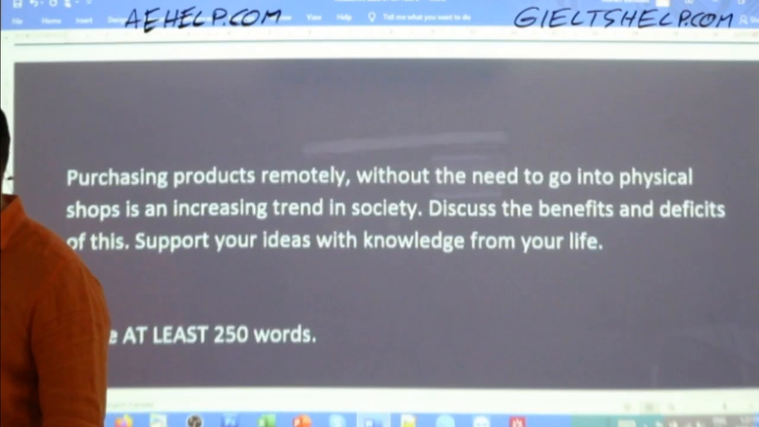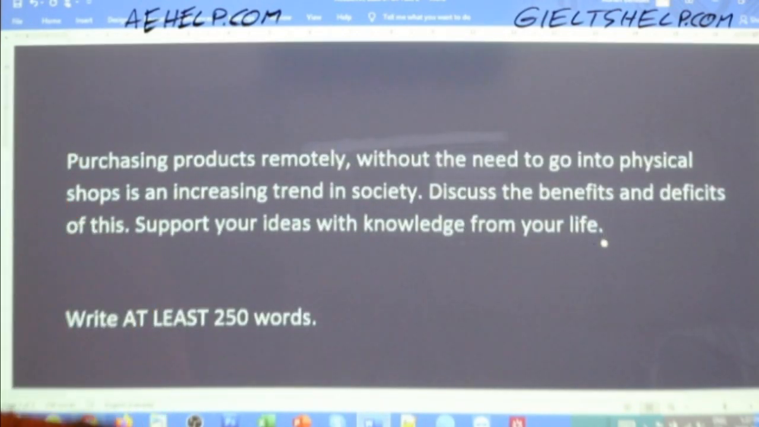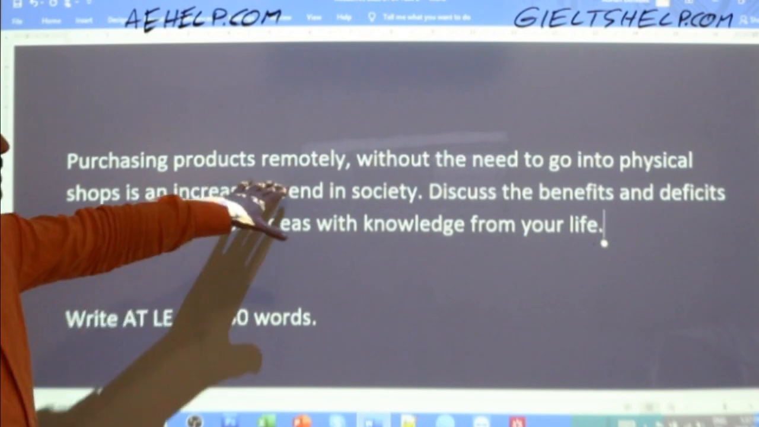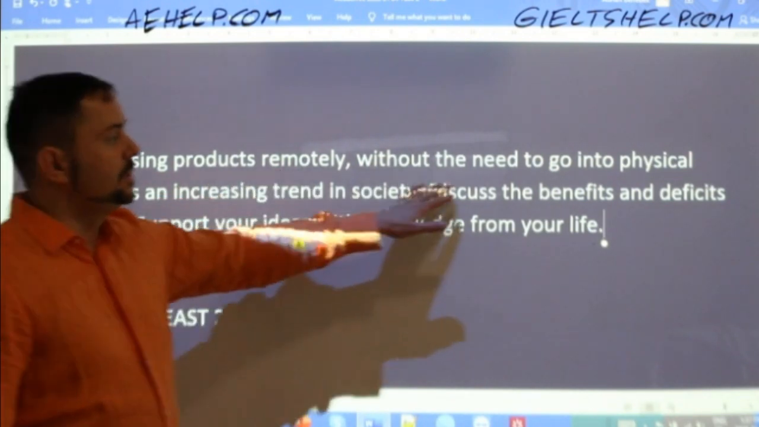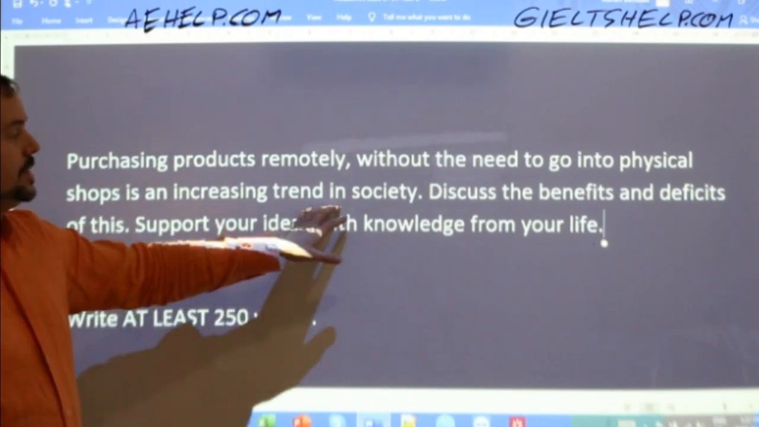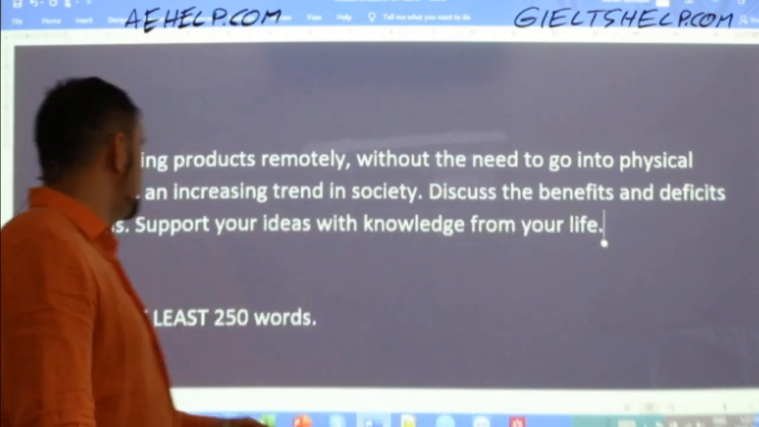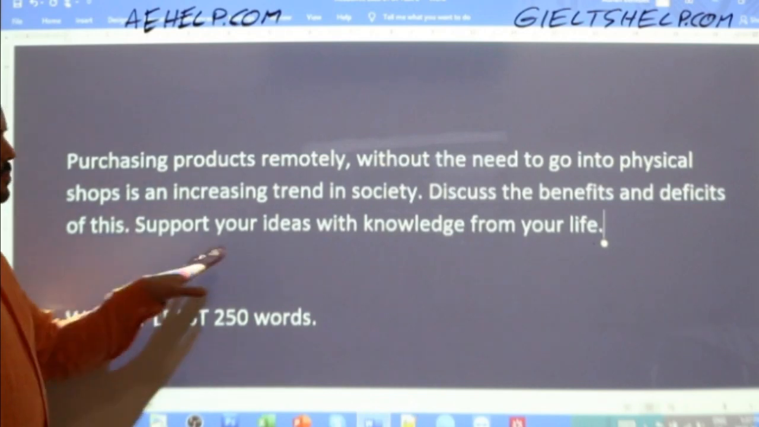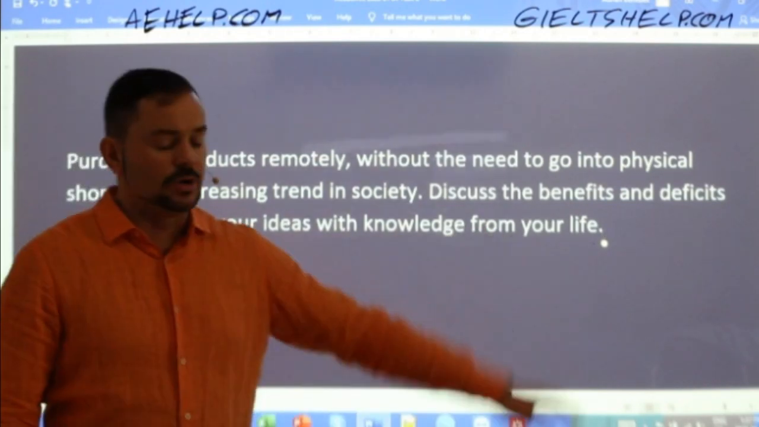So here is my paraphrase. Purchasing products remotely without the need to go into physical shops is an increasing trend in society. Discuss the benefits and deficits of this. Support your ideas with knowledge from your life.